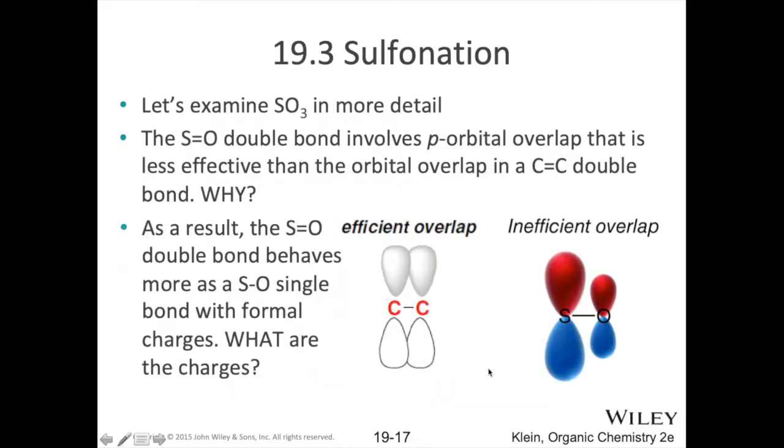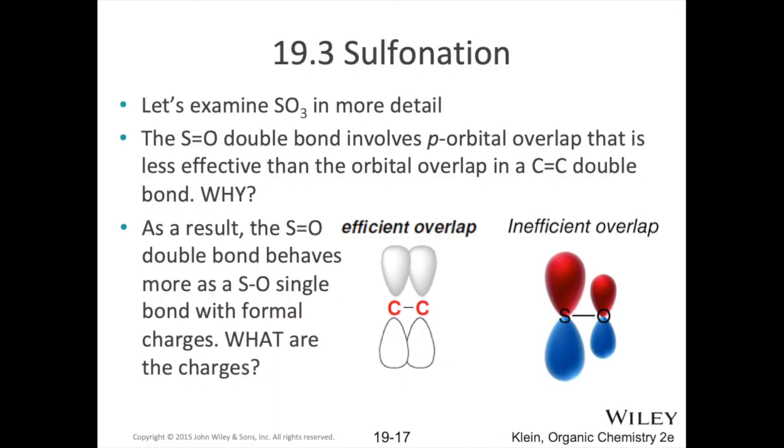Okay. The other thing that's really useful here is that because sulfur and oxygen are from different periods, their p orbitals, their unhybridized p orbitals when they're sp2 hybridized, are not the same type of p orbitals.